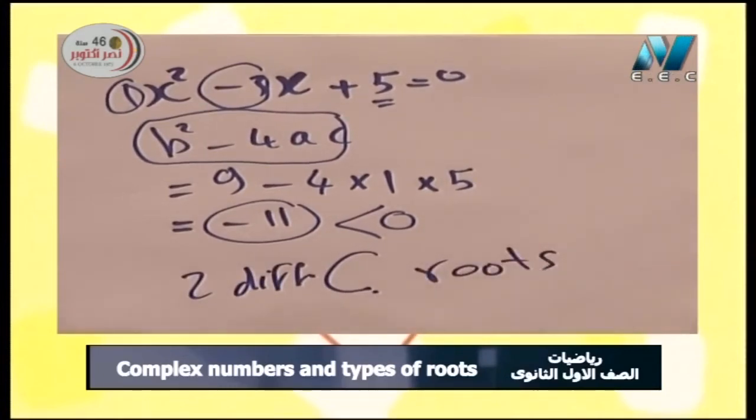Okay, let's go to another question. Yes, my dear students, we have the types of the two roots. If the discriminant is positive, then we have two different real roots. And if it is negative, we have two different complex roots. And if it is 0, we have two real equal roots. Let's go to another example.